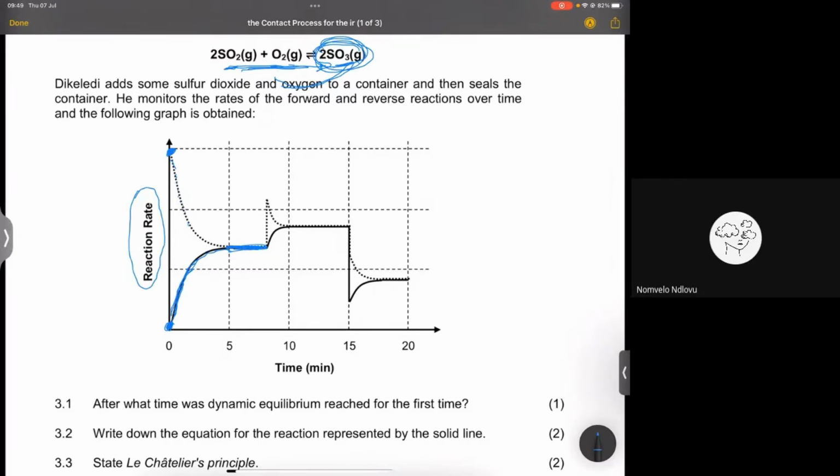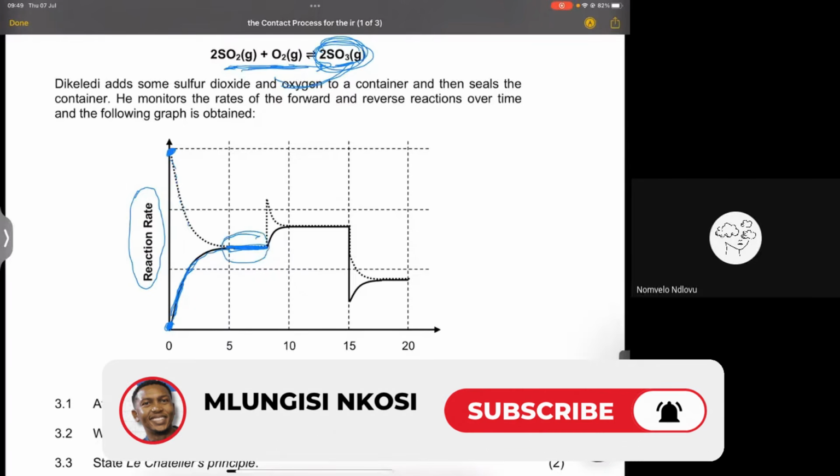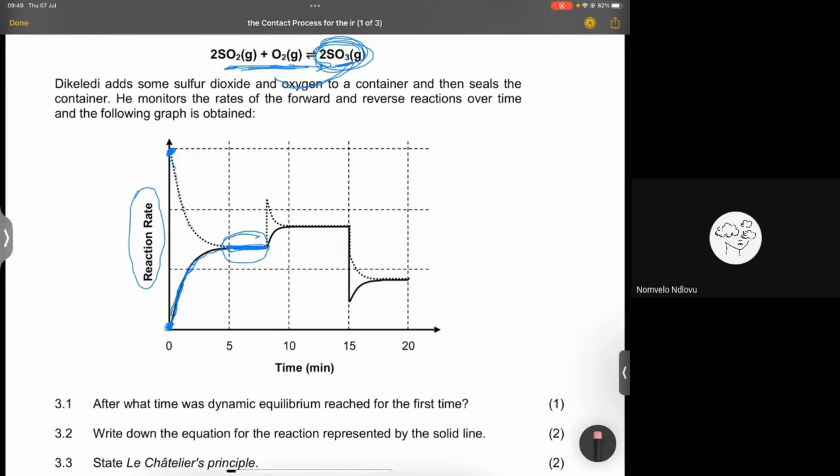Why? Because what is the definition of chemical equilibrium? This is where the rate of the forward reaction is equal to the rate of the reverse reaction. Are you guys with me? Yes, sir. Right.